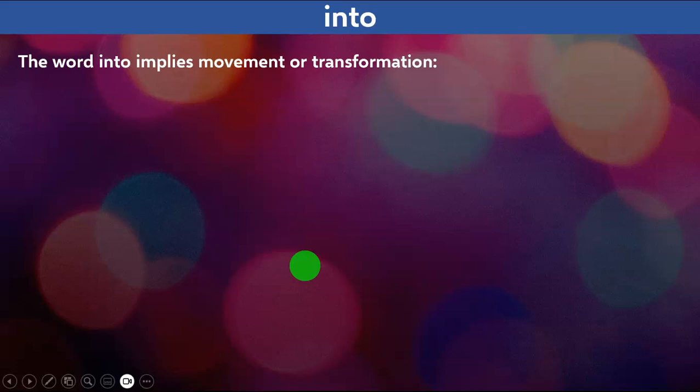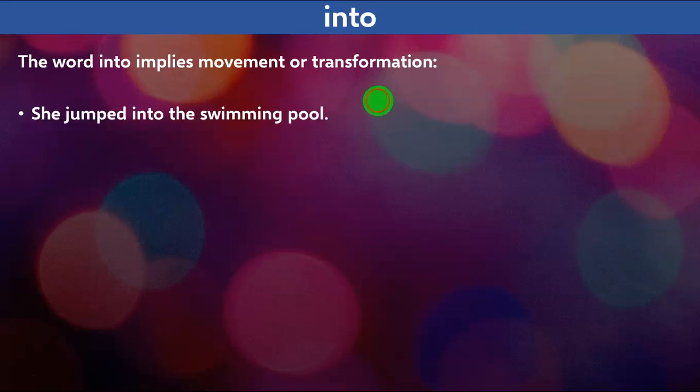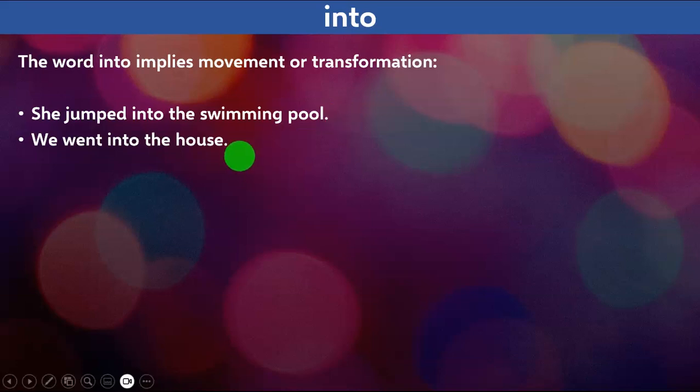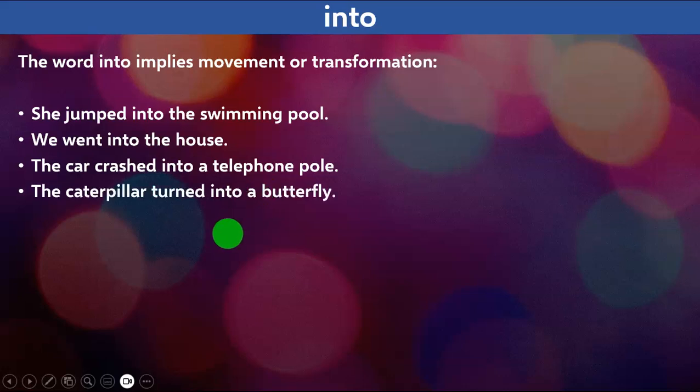The word into implies movement or transformation, right? Movement or transformation. Let's understand this. She jumped into the swimming pool. Okay, there was movement here. We went into the house. Okay, the car crashed into a telephone pole, and the caterpillar turned into a butterfly. So if you look at these four sentences, there is some sort of movement or transformation happening, right?